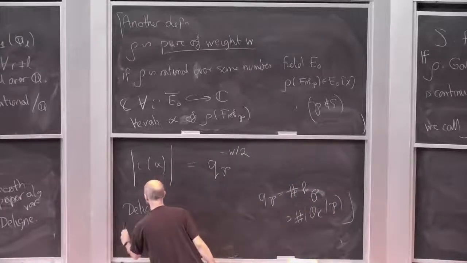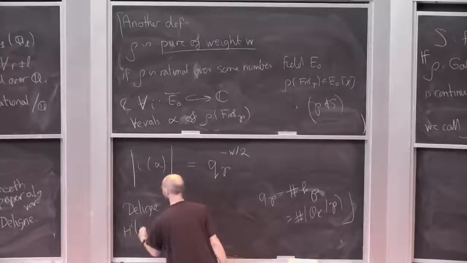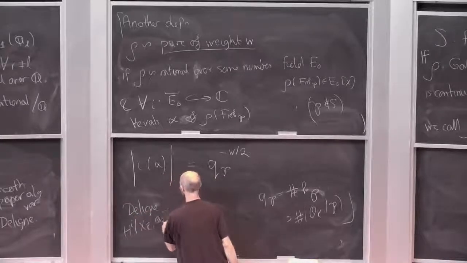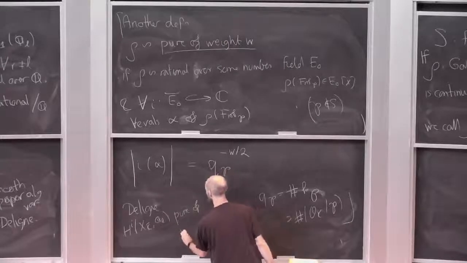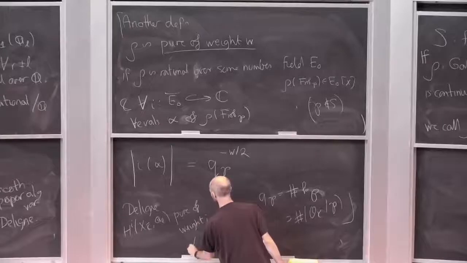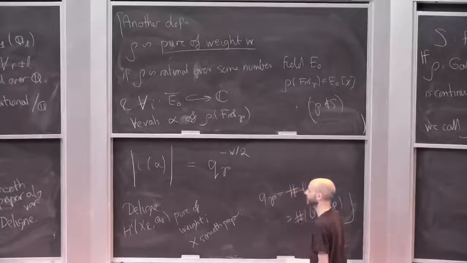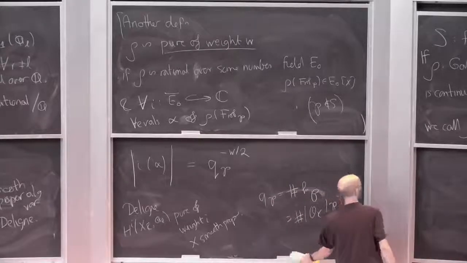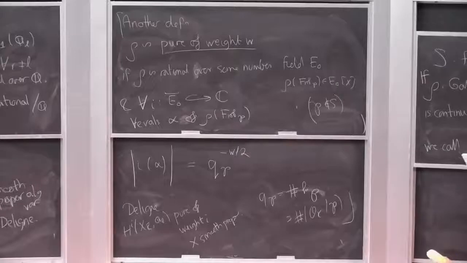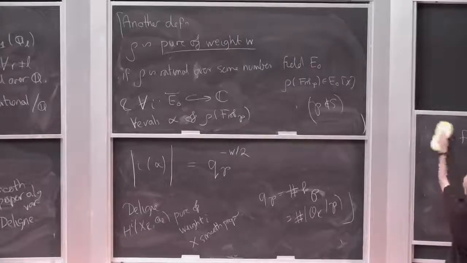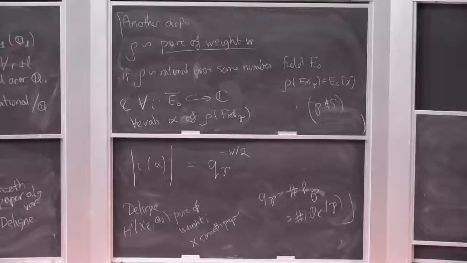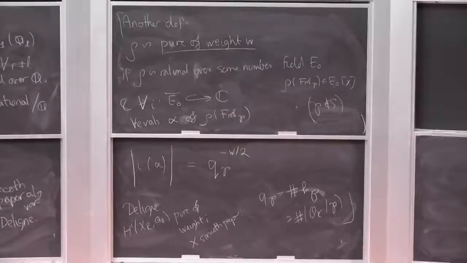So Deligne says that H^i of X_Kbar, Q_l is pure of weight i for X smooth projective. Well, X smooth proper. So there you go. I think I finally sorted everything out. I don't know why I'm going on about étale cohomology. We're never going to see it, really. Right, example, cyclotomic character. We've done that, I guess.